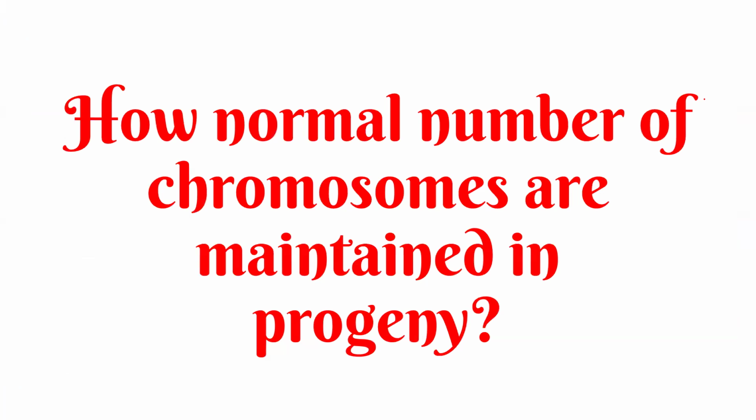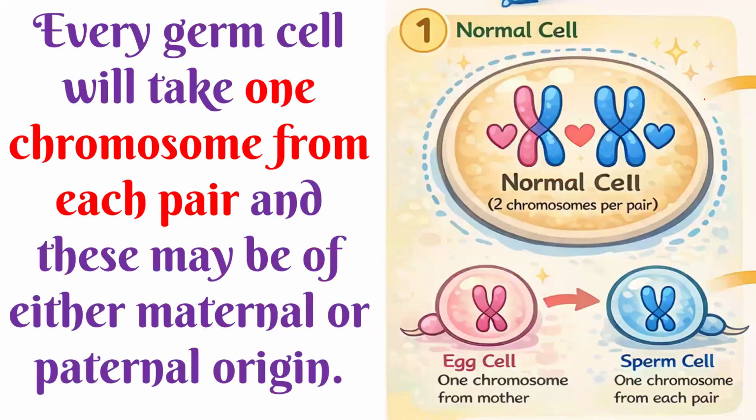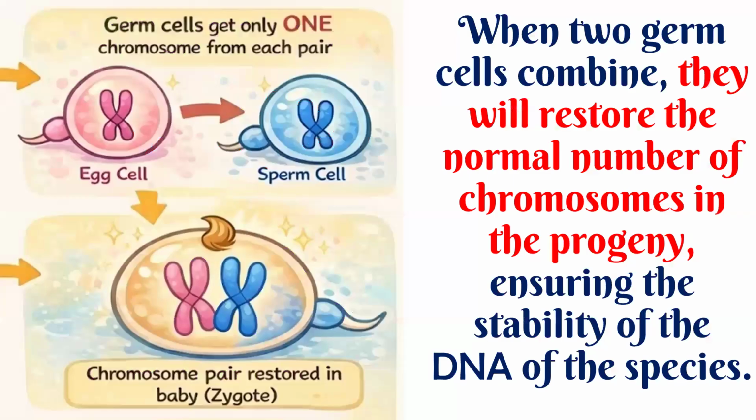And how is the normal number of chromosomes maintained in the progeny? Every germ cell takes one chromosome from each pair, maternal or paternal. The egg cell gets one chromosome from the pair, and the sperm cell also one from the pair. When the fusion occurs, the chromosome pair is restored in the baby. When two germ cells combine, they restore the normal number of chromosomes in the progeny, ensuring the stability of the DNA of the species.